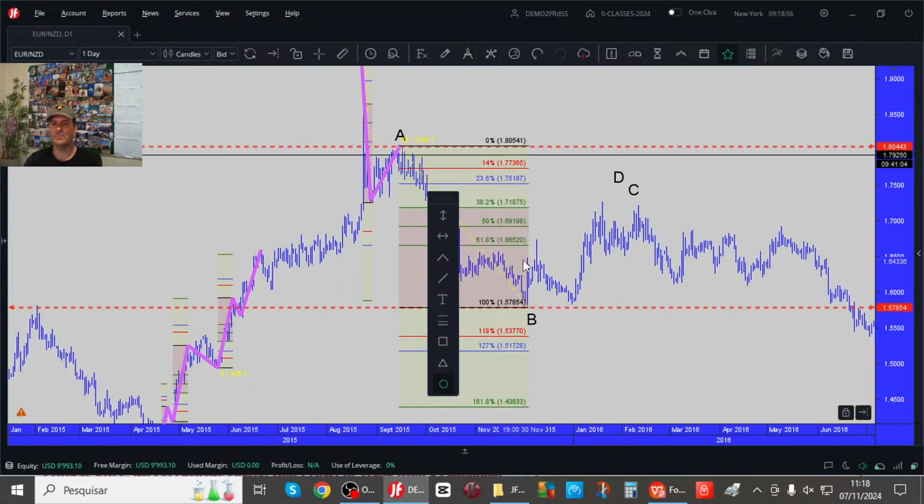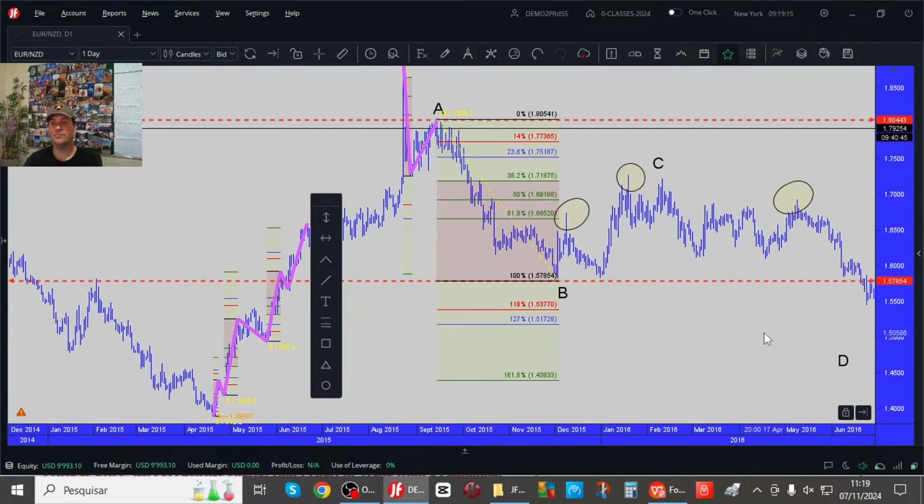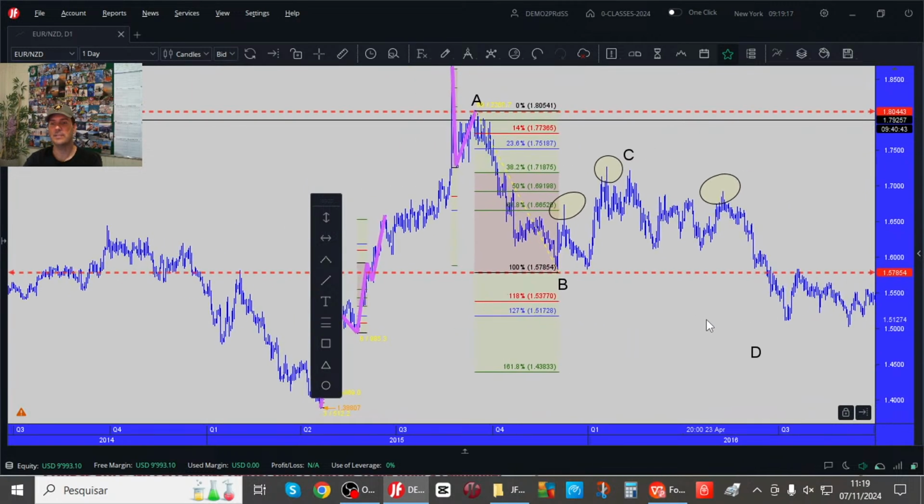Which one is the C, everybody? Is the first circle the C? Is the second circle the C? Or is the third circle the C? The C is the highest point inside the AB boundary. You have the red lines, after the B, before the market hits the appropriate D extension.